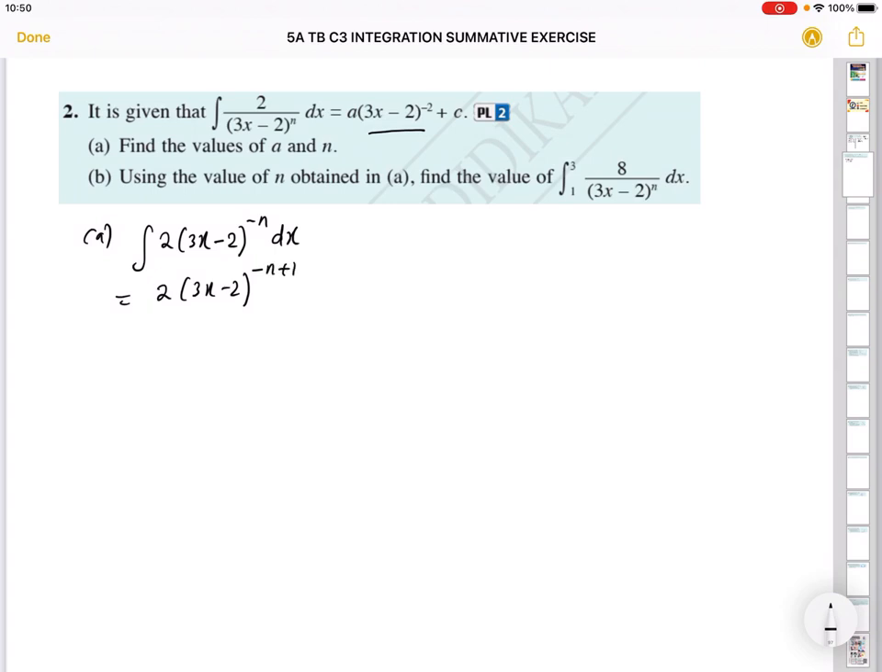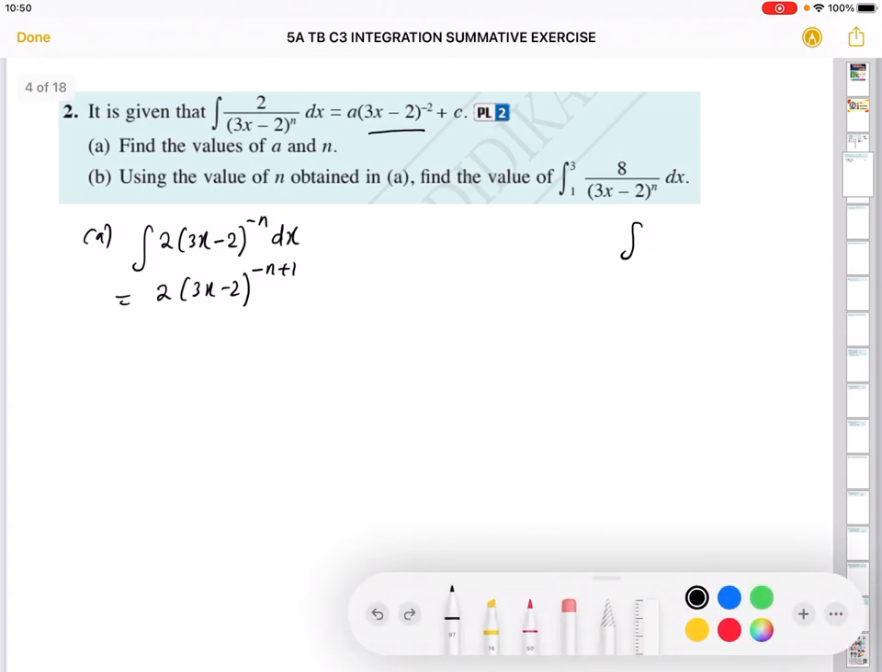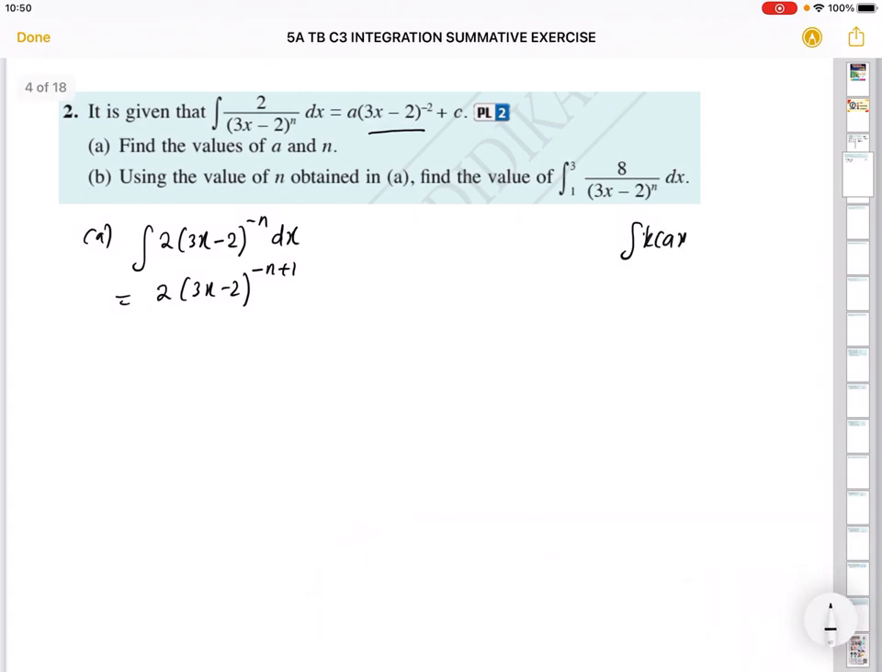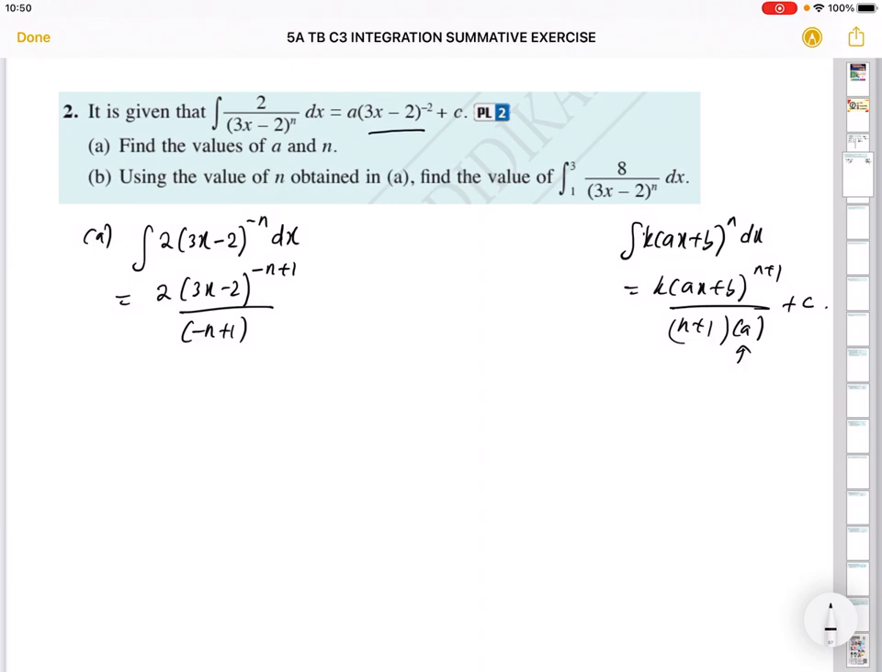Remember the difference between when the bracket is on top and when the bracket is below is the power. When the bracket is below, we reduce the power. When the bracket is on top like this, this is a general form. You increase the power by 1, you divide by the increased power, and you differentiate inside the bracket. Also, we have to differentiate inside. Okay, so then I've increased the power by 1, minus n plus 1, then divide by the increased power, minus n plus 1. All right, and then you differentiate inside the bracket.